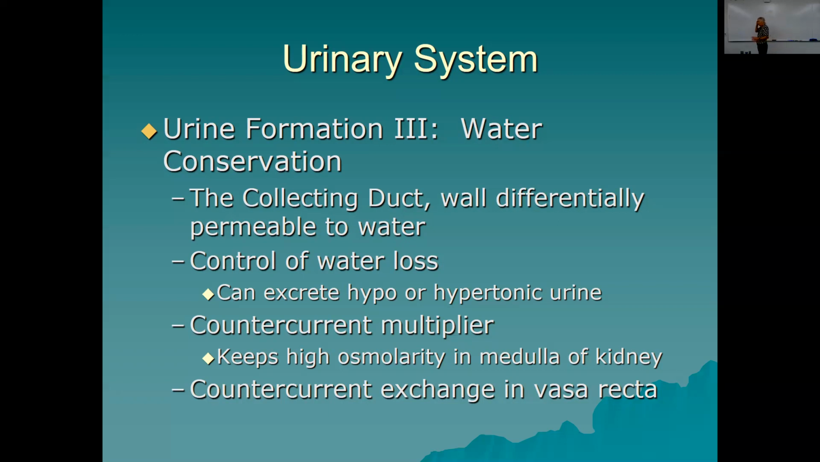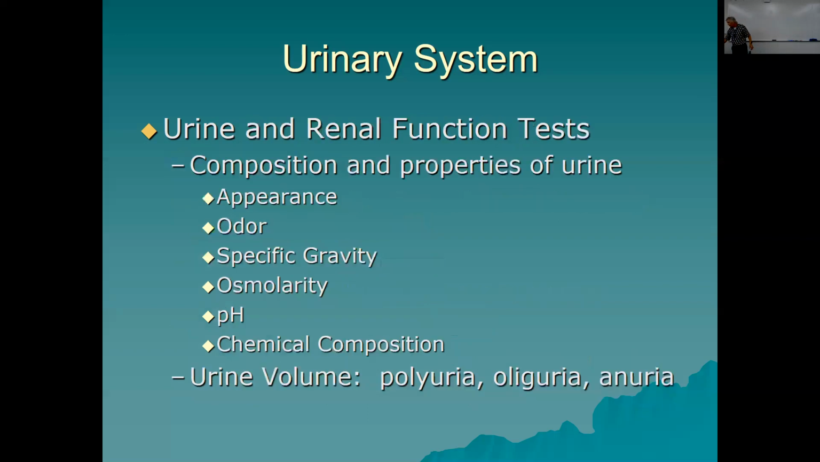We mentioned the countercurrent multiplier keeps high osmolarity in the medulla of the kidney. This just means the loop of Henle, the reason it exists is to make and maintain that osmolarity gradient in the medulla. Okay, we talked about the countercurrent exchange and the vasa recta.